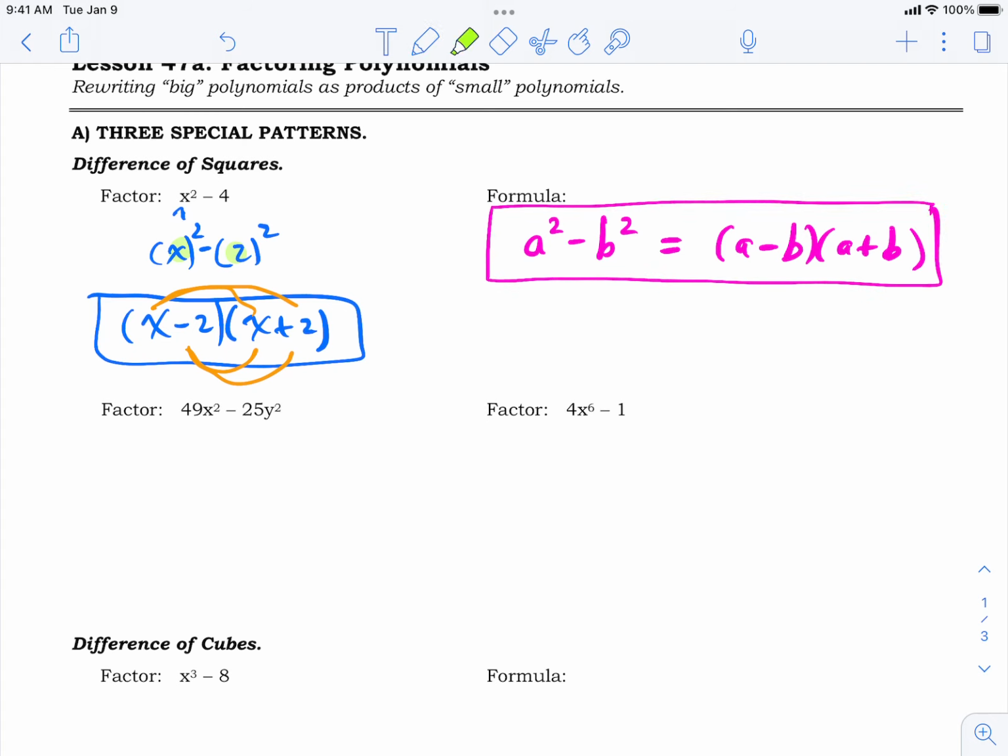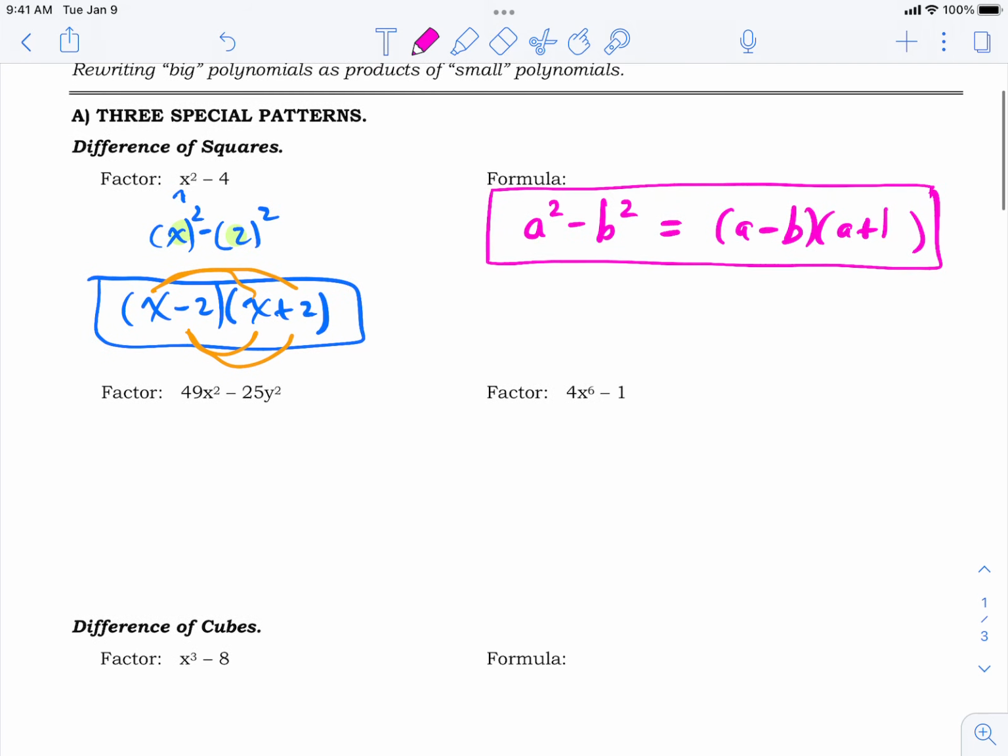Okay, so again, the formula is there to remind you of the pattern. So you look at this and you say, okay, I got something squared minus something squared. Take the somethings and subtract. Take the two somethings and add. Okay, that's what I do. So I'm not going to use the formula directly when I'm doing the rest of these. I'm just going to use the pattern. The formula reminds me of the dance steps I have to follow.